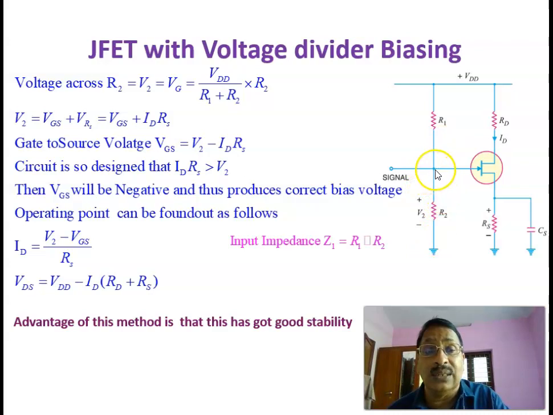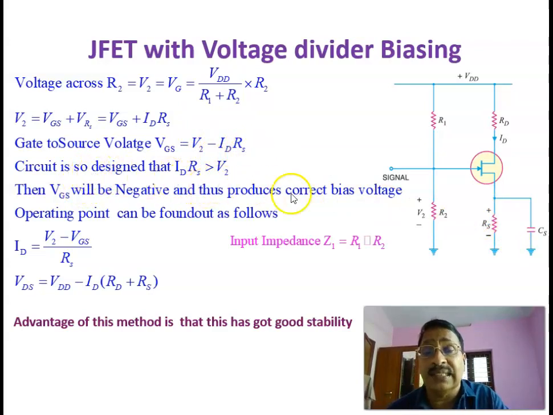And if you write the Kirchhoff's voltage law equation, that voltage is equal to the gate to source voltage plus the drop across RS. Therefore, that is equal to VGS plus VRS, or it is equal to VGS plus ID into RS, that is drain current into RS. From this equation, the gate to source voltage VGS is given by V2 minus the drop across RS, V2 minus ID into RS.